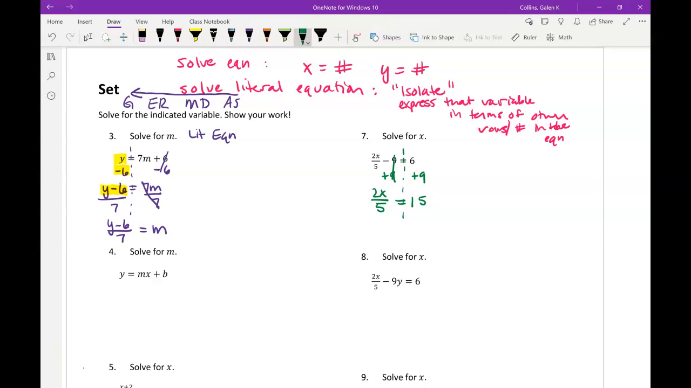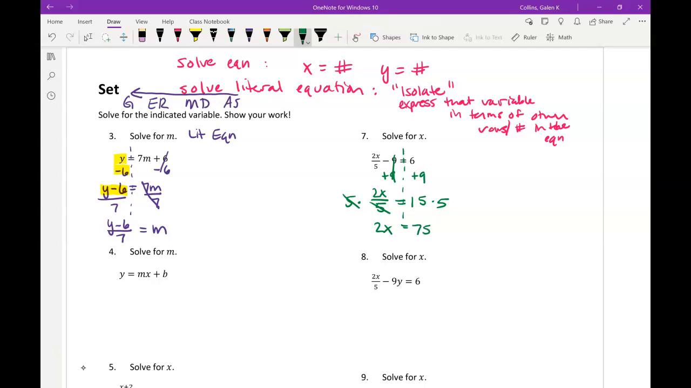Okay, so going back to our problem in number 7, if I'm trying to, again, get x by itself, we could do this in 1 or 2 steps, but I am prone to next get rid of that division by 5. So I might multiply both sides by 5. So I now have 2x isolated on the left, and then 15 times 5 is, 50 plus 25, 75.